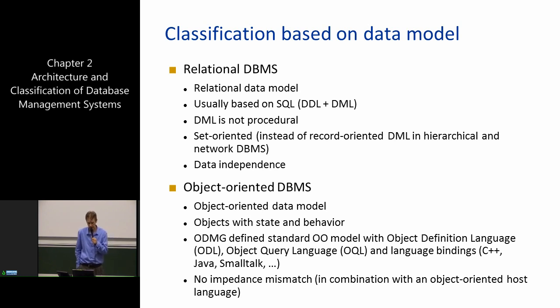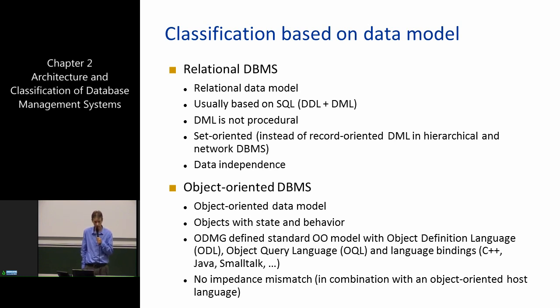But next to that, you also have the behavior itself, like a student can register for a course, a student can pass or fail a course. All of these are small pieces of code, small pieces of functionality, which actually come with the student object. The ODMG, the Object Data Management Group, is a kind of international consortium which is going to come up with all kinds of standardizations for object-oriented databases.